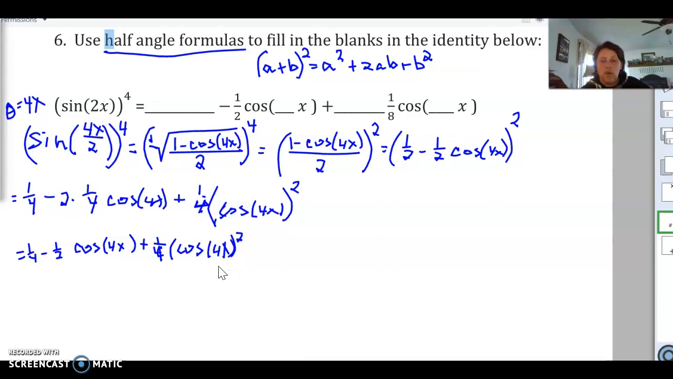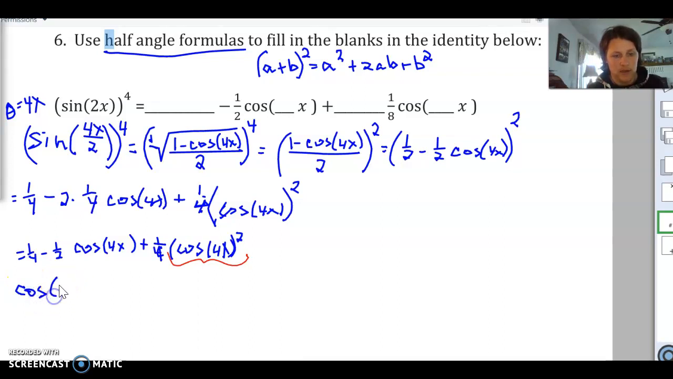So this doesn't quite fit into the boxes or the blanks that they've given us up above because they want us to have this all written with no exponents. So what we're going to do is take just the squared part, just that right there, and I'm going to rewrite that and use that half angle identity again to reduce the powers. So this is called a reduction of powers.